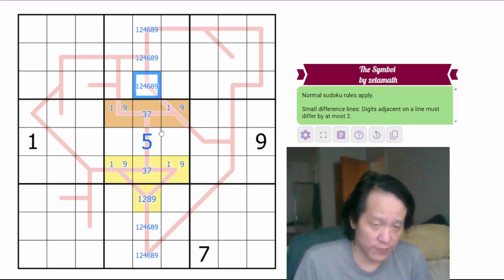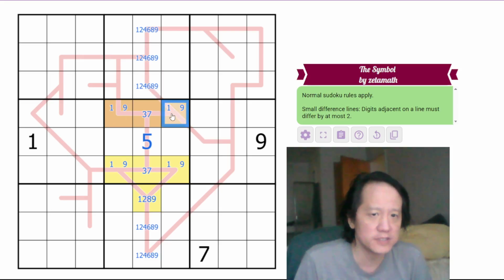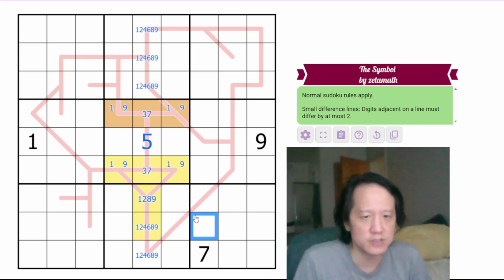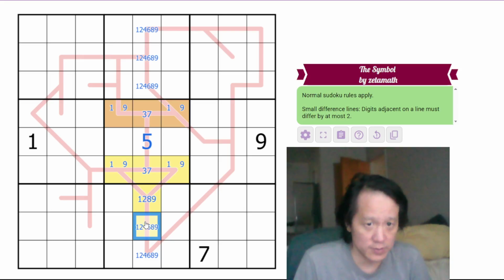And again, it cannot be 4 or 6. This is not guaranteed to be that way, though. Both of these are neighbors with this digit, so one of them is guaranteed to be 1 or 9. Which means this has to be 2 away from 1 or 9, which means it's 1, 2, or 8, and 9 here. That means this is the same set, because it has to be 1, 2, or 4, 6 here, right? So if this were 1, this would have to be 2, obviously.